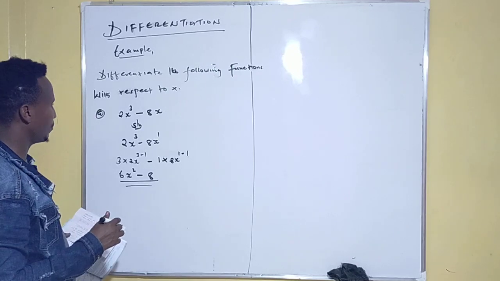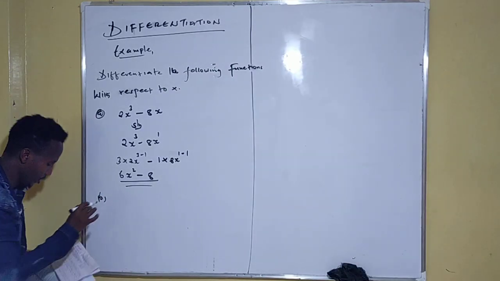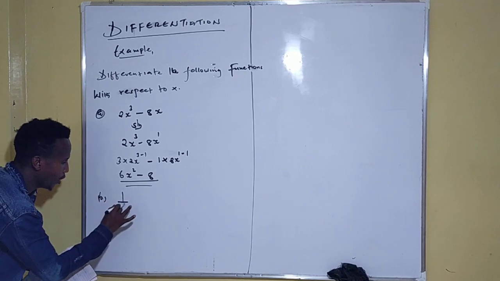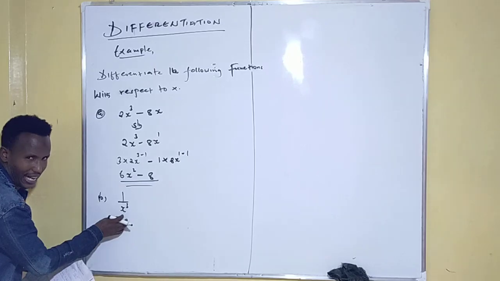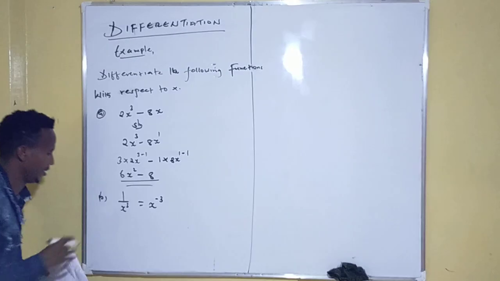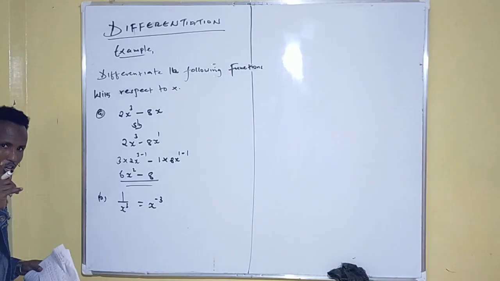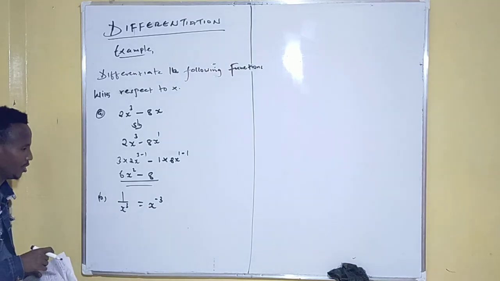Okay, let's see example 2. Let's see this one. This is B, yeah? We have 1 out of x power 3. Remember, this can be written as x power negative 3. I think you've learned the rule of indices. Okay? So it will be x power negative 3.